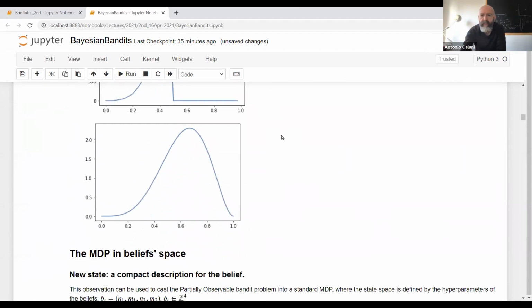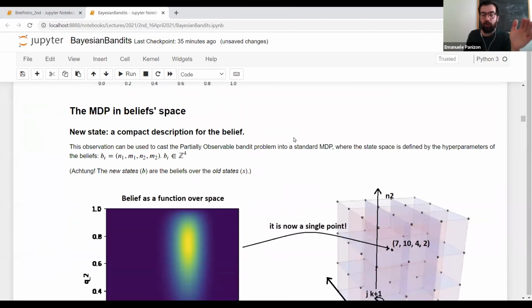Okay, so good. Now I think we will make a break. If you have questions, please ask. And then we will exploit all these new ways to deal with belief, and actually translate this problem into an MDP, which we know how to solve.